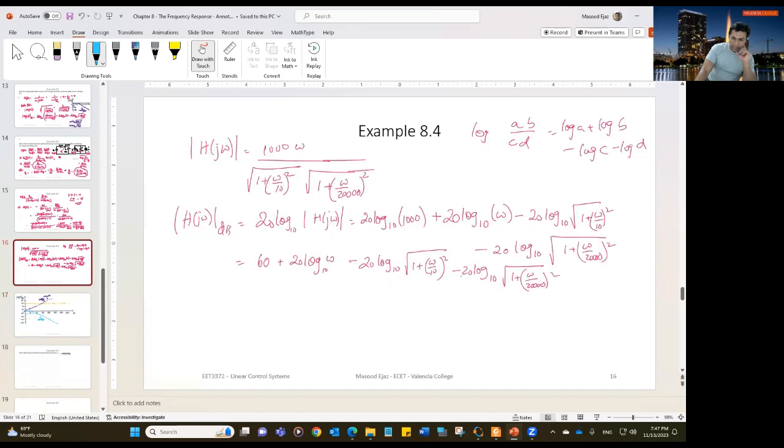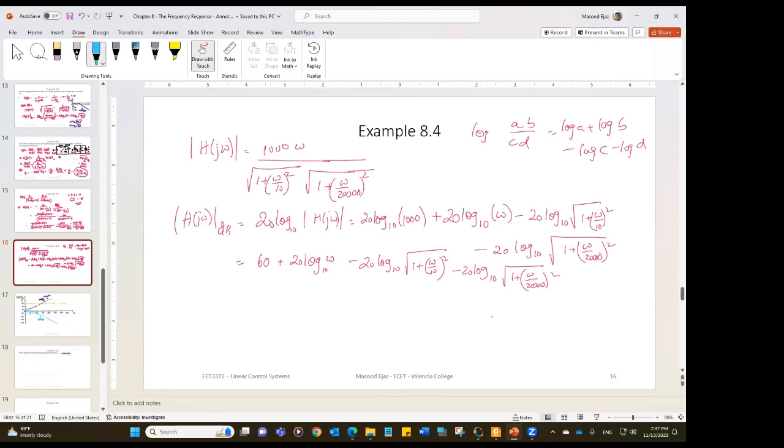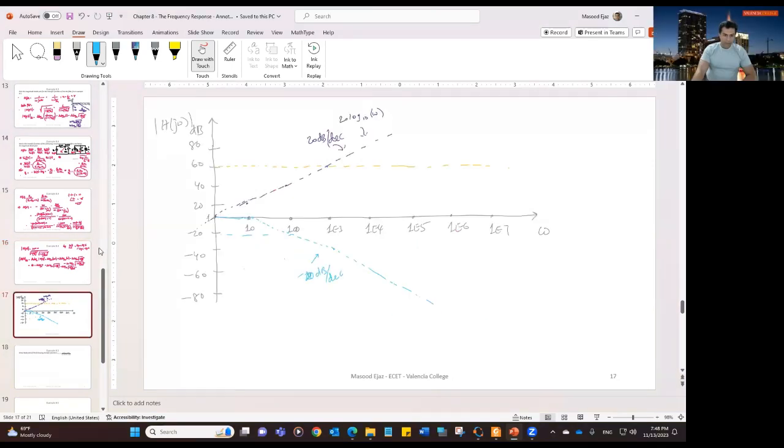What about the last one? Who's going to tell me, following a similar fashion, how I'm going to draw the line for the last one? It'll be 0 until 20,000, and then it'd be a negative 20 per decade. Right, exactly.